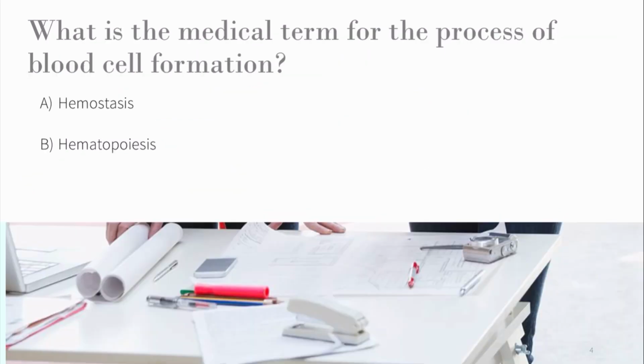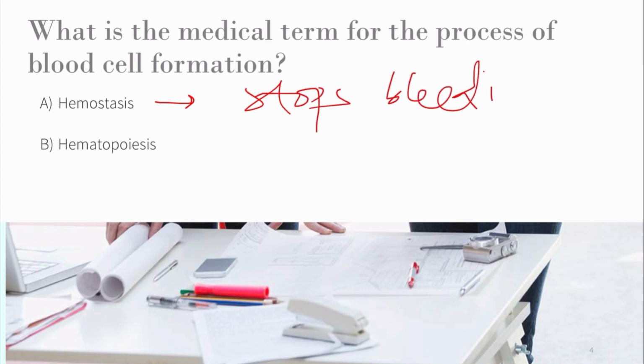The next question is: what is the medical term for the process of blood cell formation? The options here are hemostasis and hematopoiesis. Let's understand the options. The first option is hemostasis. It is your body's natural reaction to an injury that stops bleeding and repairs the damage.